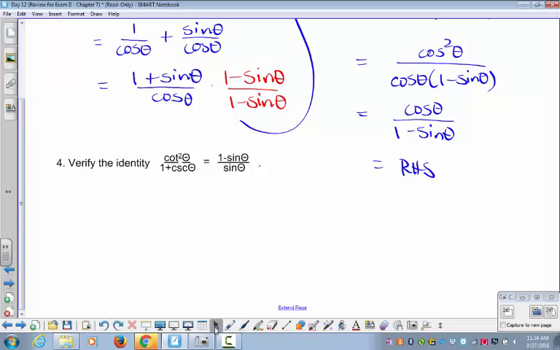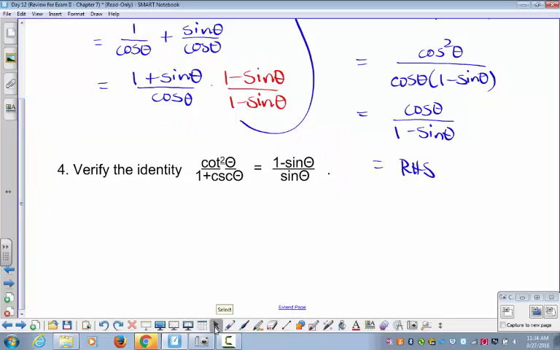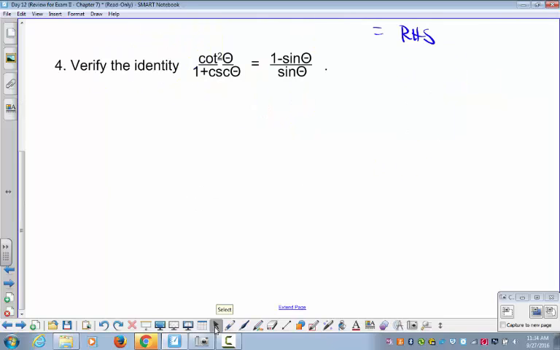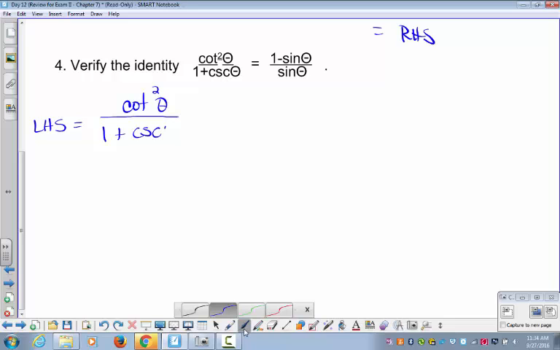Go with this one. You guys try this one. That left side is cotangent squared, if that's not, I'll rewrite it down here. That's cotangent squared up top, divided by 1 plus cosecant of theta. See if you can unravel that guy.